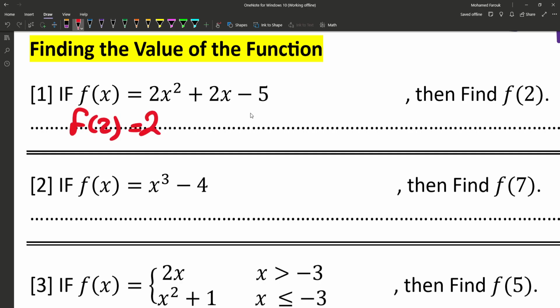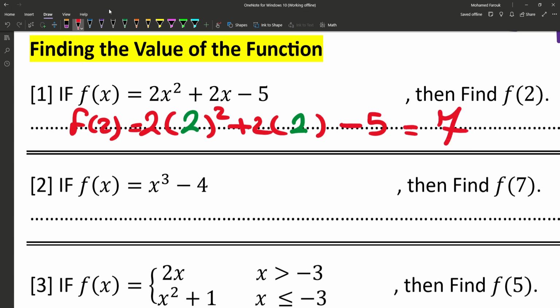So it will be 2 open brackets here for x squared plus 2 open another bracket minus 5. And I need to plug in 2, so it will be 2 in place of these brackets. And you can solve it right now. It will be 2 squared 4, times 2 is 8, plus 4 is 12, minus 5, it will give you 7. So the answer should be 7. Okay, next one is the same.